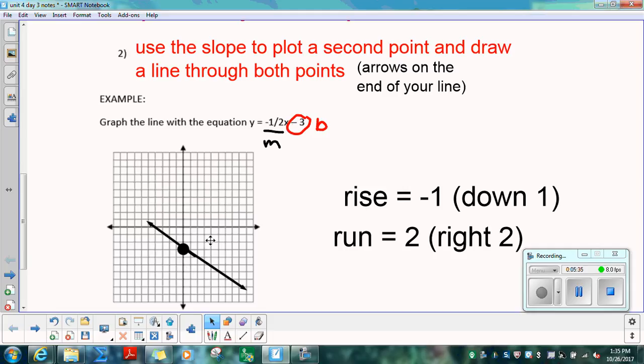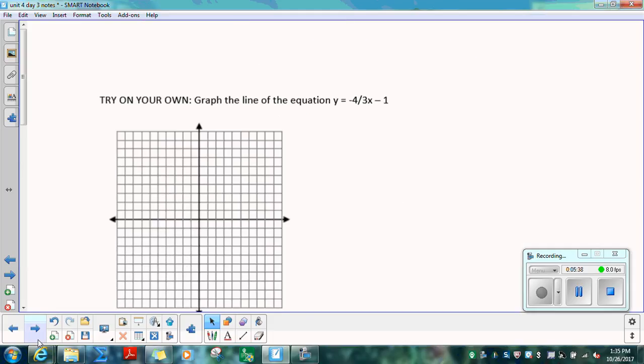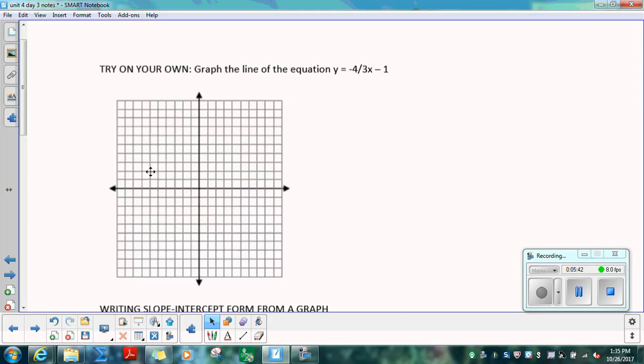Okay? So that's what we're going to do. So here's a try on your own. Try to graph this line. When we come back to class, I will have it on the coordinate plane in the front of my room, not on the homework board because it doesn't have a coordinate plane on it. So go ahead and try this on your own, see what it looks like, and then we'll talk about it in class.